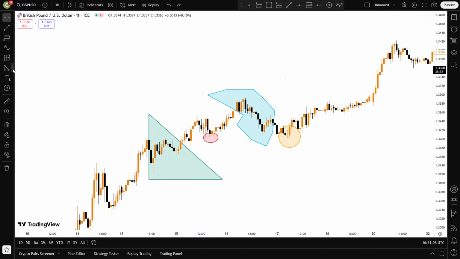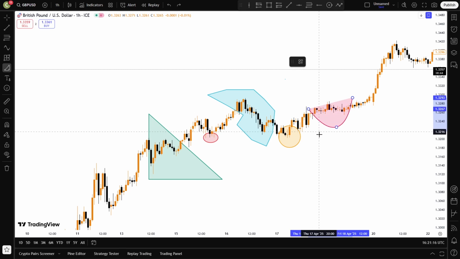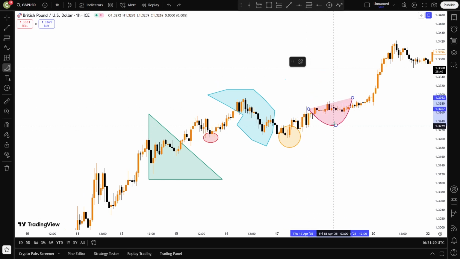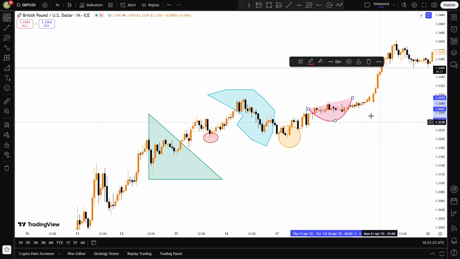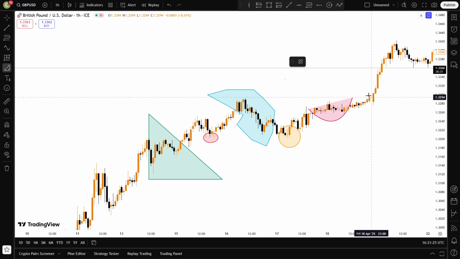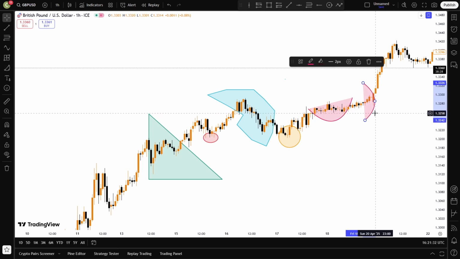So moving on to the arc tool. The arc tool just lets you draw an arc on the charts by clicking on one point, moving to your desired location, and then just dragging it either upwards or downwards, and that will create your arc for you. You can also create the arc by placing your line horizontally, and that will give you the arc to the right or to the left.